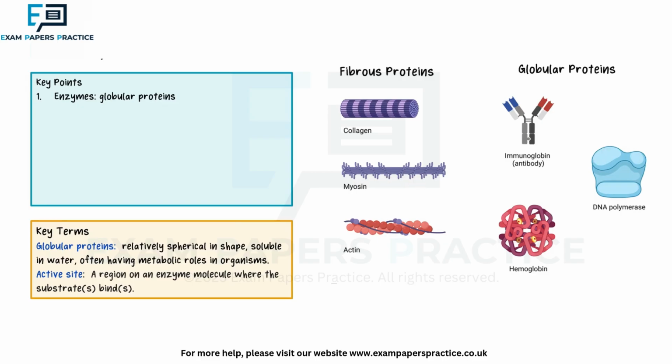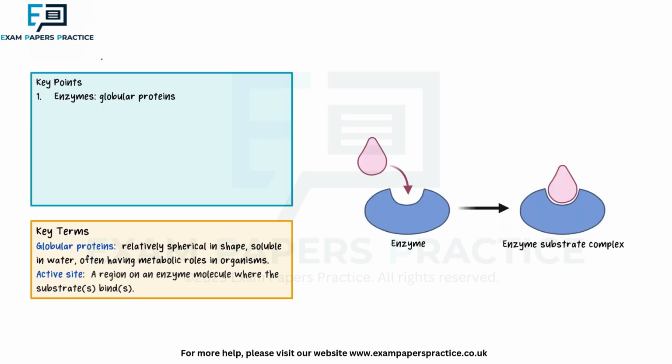Enzymes contain a specific region called the active site, which is a crevice within the protein where the substrate binds. The active site has a complementary shape to the substrate, and as a result, there's enzyme substrate specificity, where each enzyme only reacts with one unique substrate.